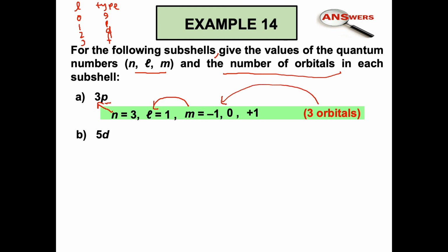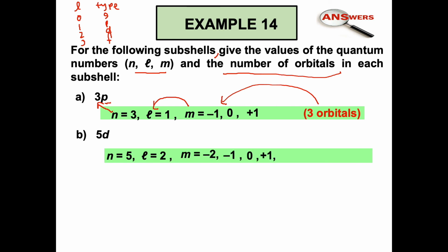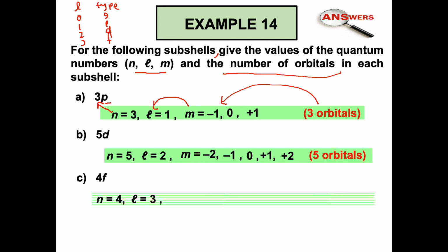And let's move on to part B. The subshell given is 5D. So the value of n must be equal to 5, L must be equal to 2, and therefore m must be in the range from -2 to +2. So the total number of orbitals is 5 orbitals. And lastly, part C, the given subshell is 4F. So you know that n must be equal to 4, L equal to 3, m in the range -3 to +3. So the total number of orbitals is 7 orbitals. So that's it for now.